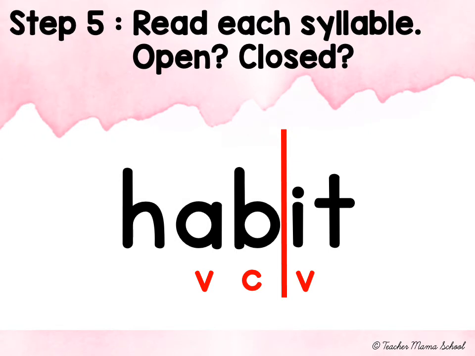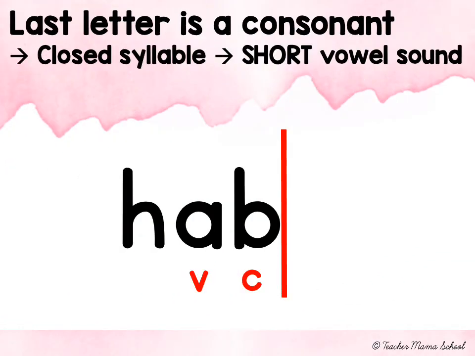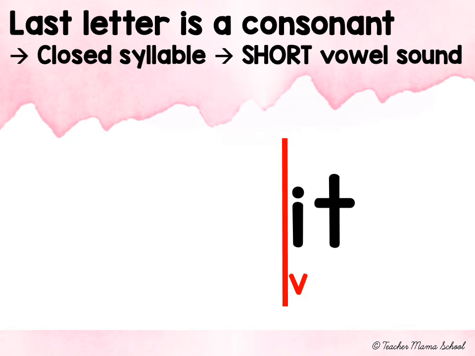Now we're going to read each syllable. Remember, is it an open syllable or a closed syllable? The first syllable has a consonant as the last letter, meaning it is a closed syllable, and the vowel is going to make a short vowel sound. Ab, hab. The second syllable, the last letter is also a consonant, so that is going to give us a closed syllable and a short vowel sound. It, it.